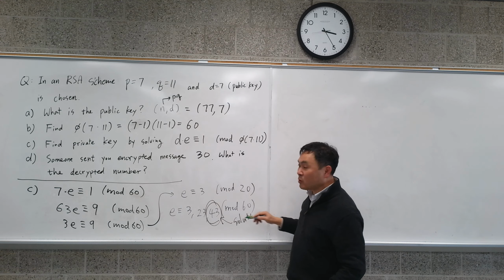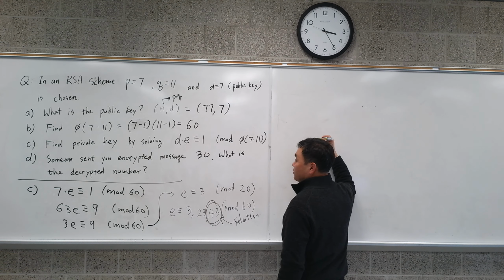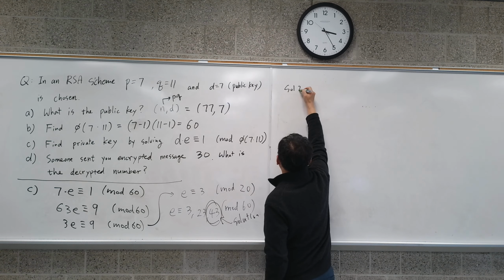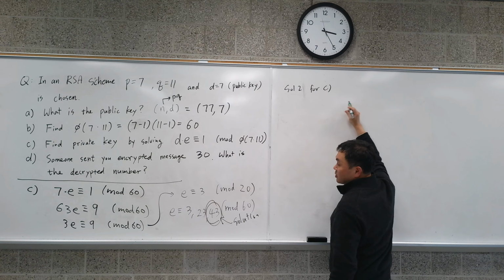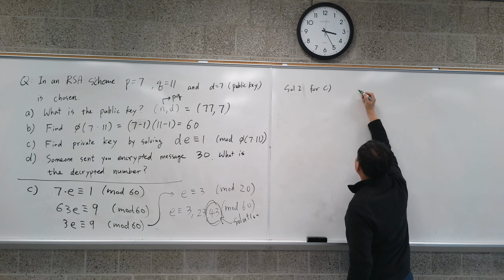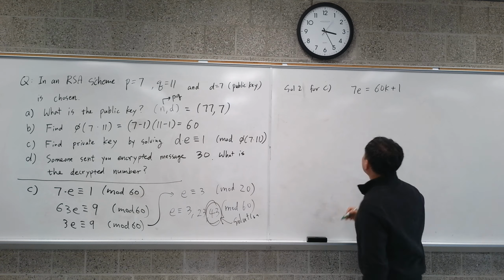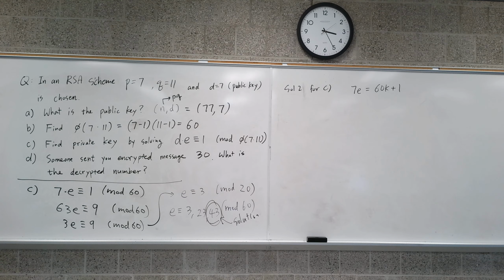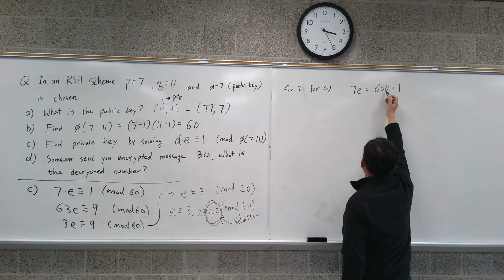So that's one way to solve C. Here's another way to solve. So solution 2 for C is just to rewrite what this means. This means 7e is equal to 60k plus 1. That's the thing that we're trying to solve, right? And we need to find out the value of e that would make this true. Okay? And if you move this to this side and write it like this.